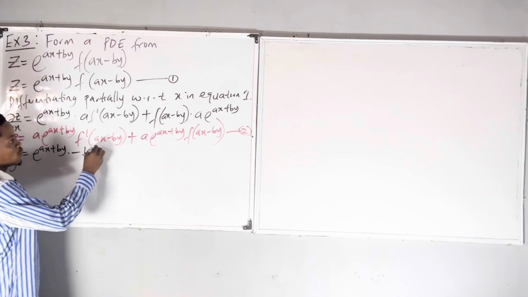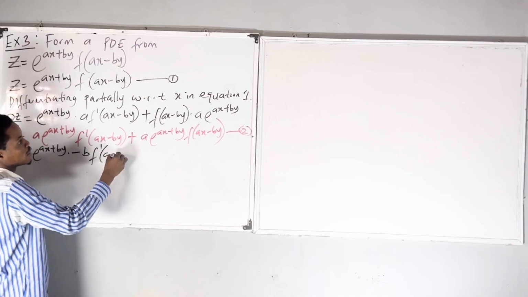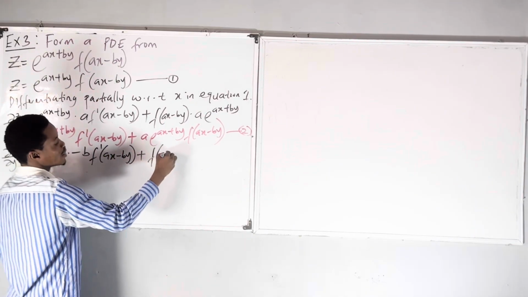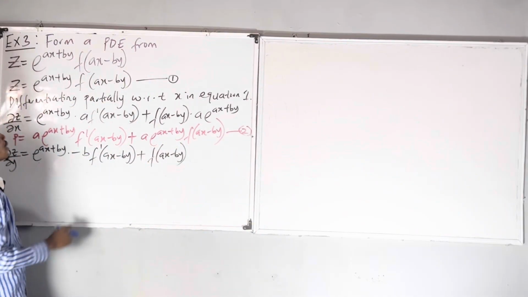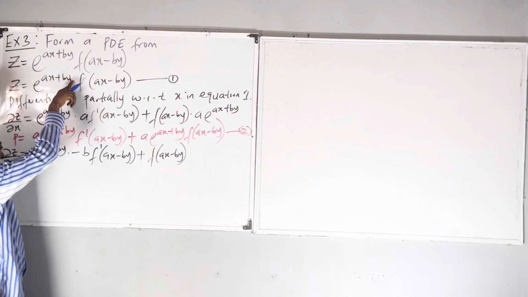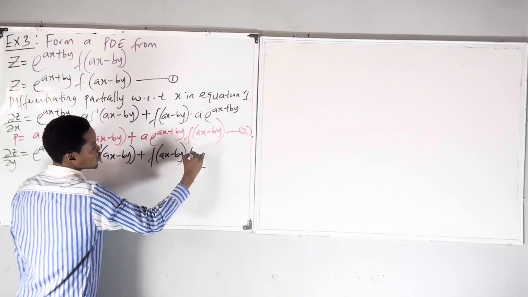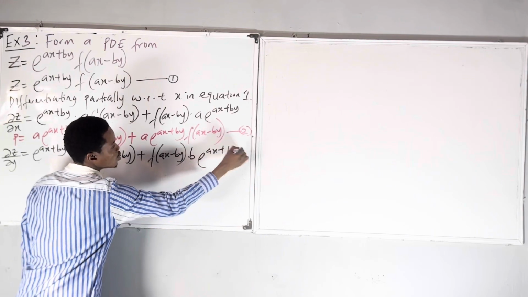Multiply by minus b. Then differentiate f. I'm going to have f prime of ax minus by, plus, let us take this f of ax minus by. This is a product. Now differentiate this with respect to y. So I'm going to consider y here. If I differentiate y, I'm going to have b. Here will be 0. There is b e to the power of ax plus by.